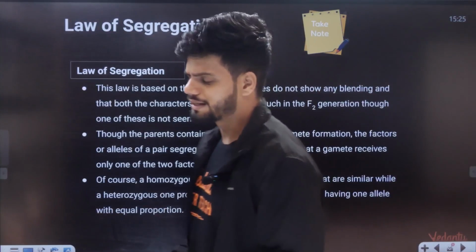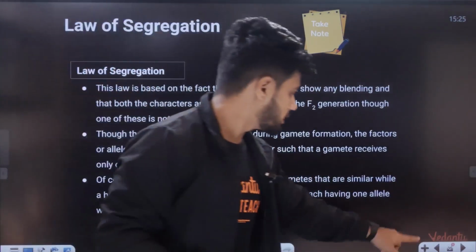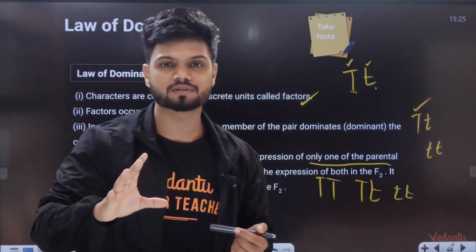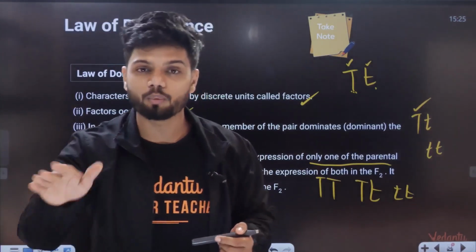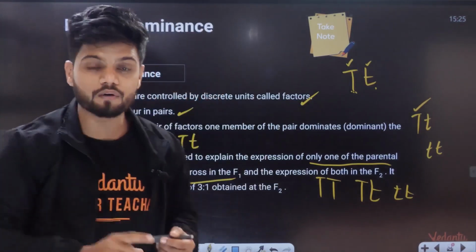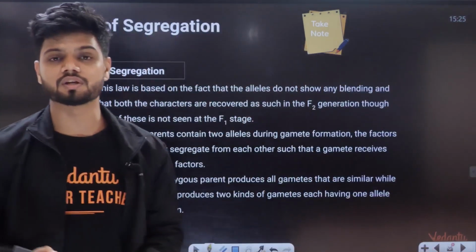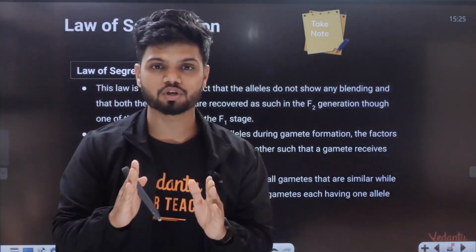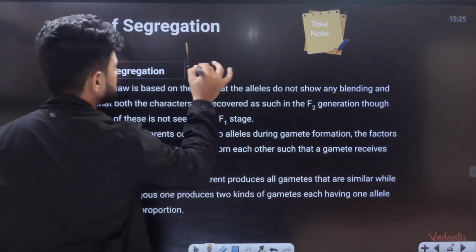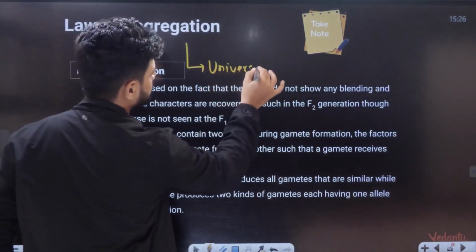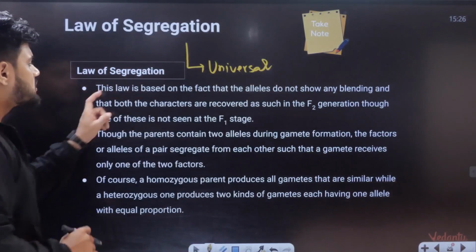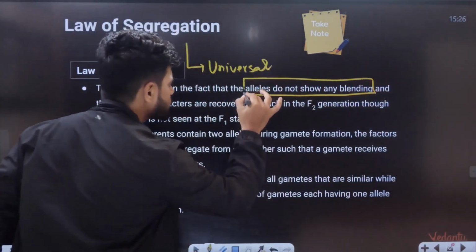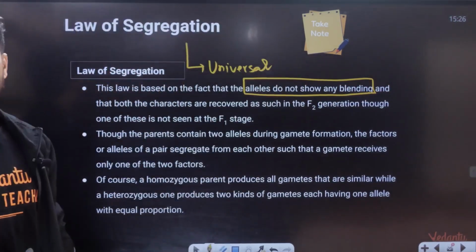Then what is law of segregation? Understand. Now students, this law of dominance is not universal. Law of dominance has certain exceptions. Incomplete dominance, co-dominance, exceptions are there. But your law of segregation is universal. There are no exceptions to your law of segregation. The law is based on the fact that alleles do not show any blending. This is the most important line here. The alleles do not show blending.